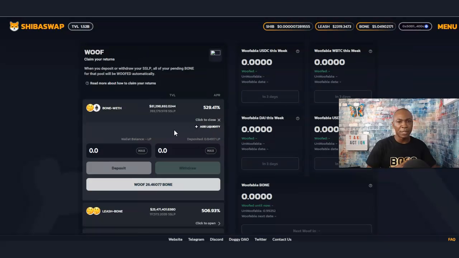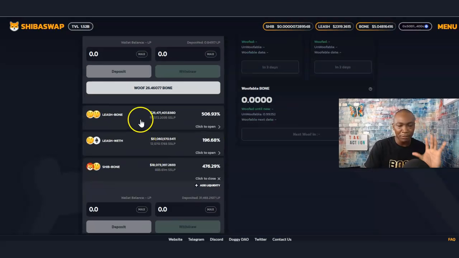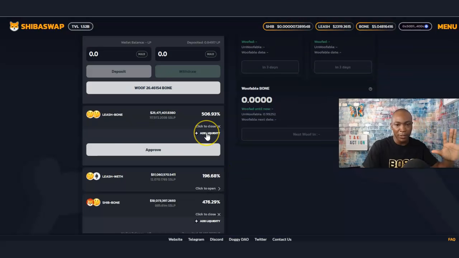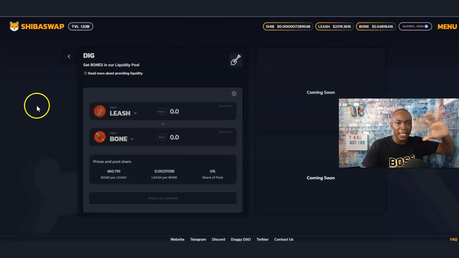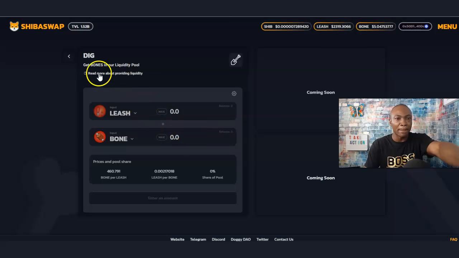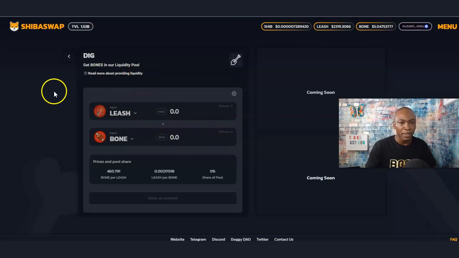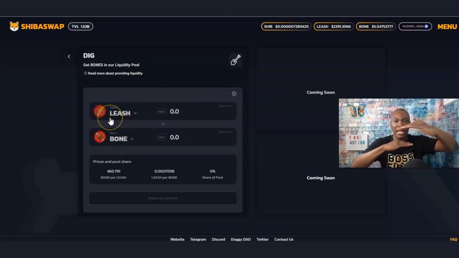If you're just jumping on here, you're like, what is he talking about, pairing? What I did was you start with the digging process. So prime example, I just want to show you real quick for the people who are just coming on here. I'll need to add liquidity. This is how we started, the digging process. This is a pairing for me to get more bone, basically, in short. It's a pairing that I can accumulate more bone, just like it said here, get bones in our liquidity pool. So then what I have to do is purchase Leash and Bone as a formality. It has to even out.